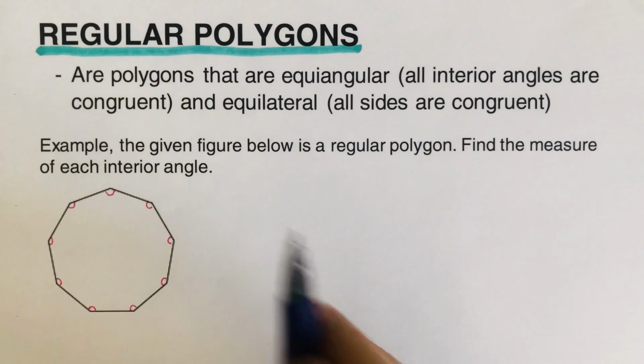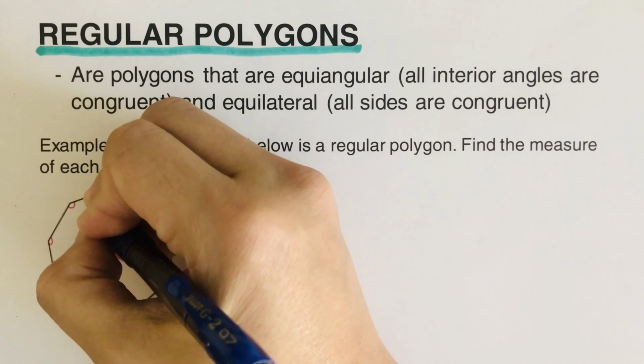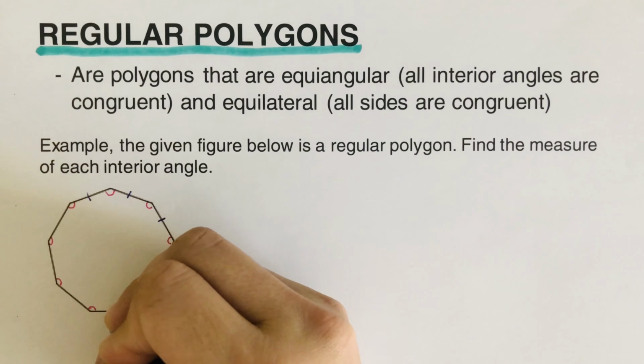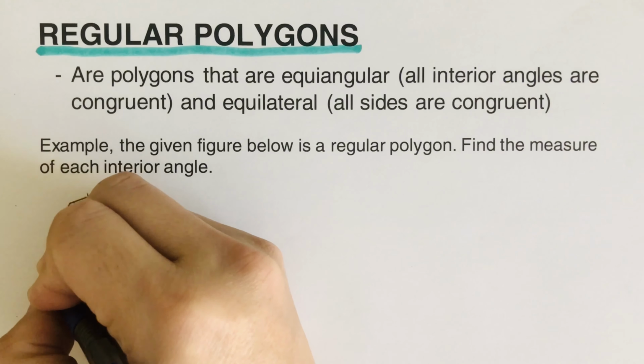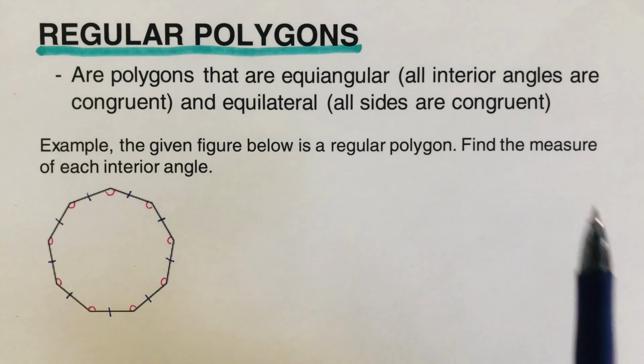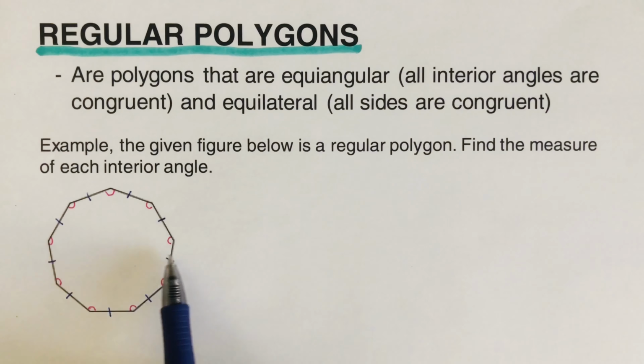And then it says equilateral. That means all of the sides are equal. So this side and all the rest of the sides would be equal to each other. This is what is called a regular polygon. Let's count how many sides there are: 1, 2, 3, 4, 5, 6, 7, 8, 9. So this is a regular nonagon since there are 9 sides.